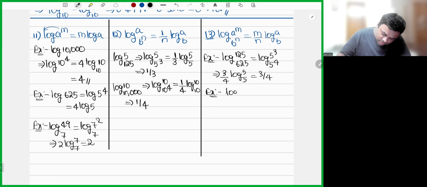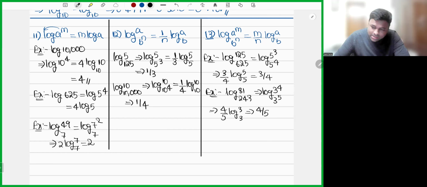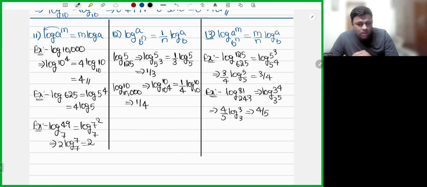Log 81 to the base 243. Now, 81, how can I write? I'll write it as 3 power 4. 243, how can I write? 3 power 5. So 4 by 5 log 3 base 3. What is log 3 base 3? 1. So what is the answer? 4 by 5. So I hope 11, 12 and 13 points are clear.